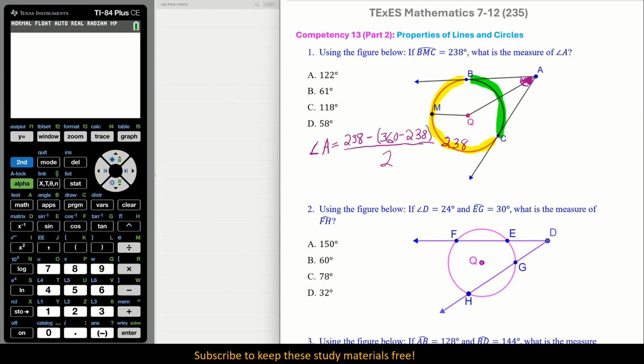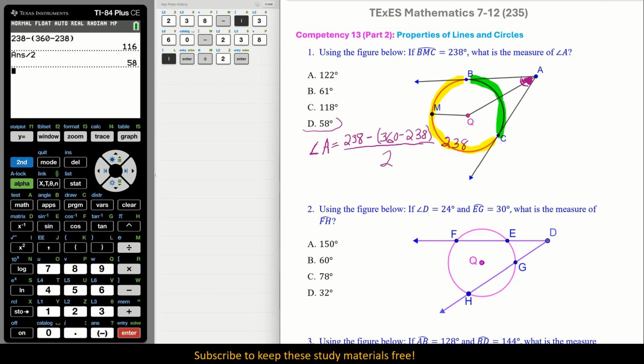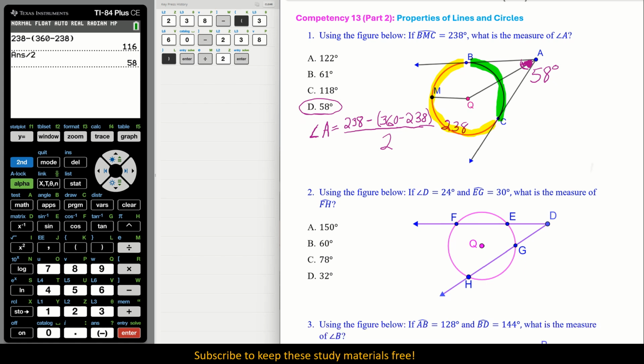We can just put all that in the calculator. So 238 minus, in parentheses, 360 minus 238, close parentheses. And that is correct. I'm going to push enter because we have an order of operations issue, and just divide by 2. And it's 38 degrees is this measure here. I mean, not 38, 58 degrees. If I didn't say that, that's what I meant. Now let's look at number 2.